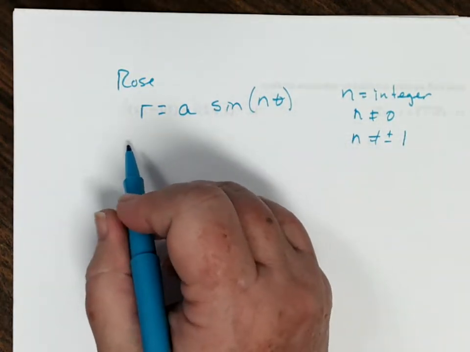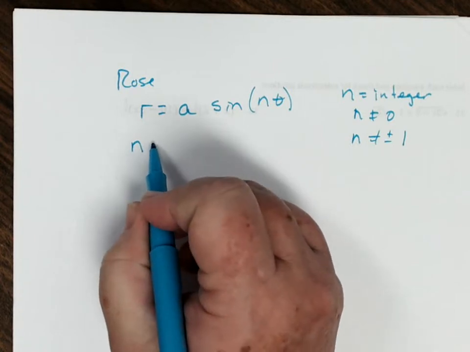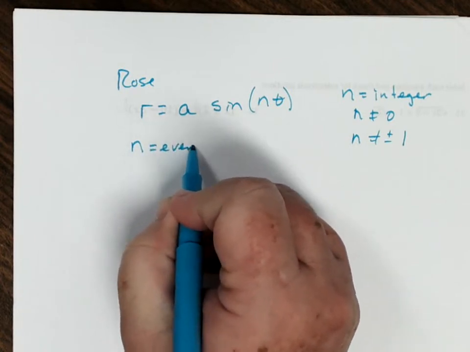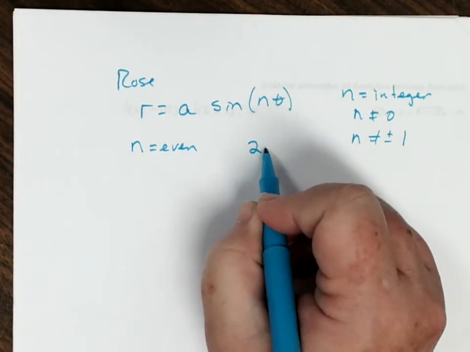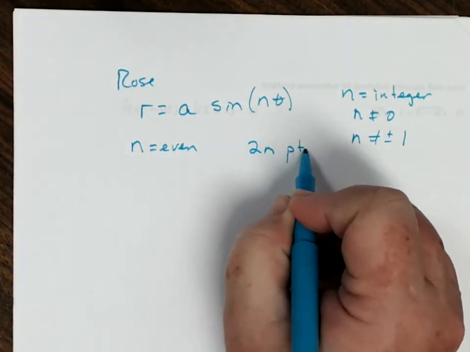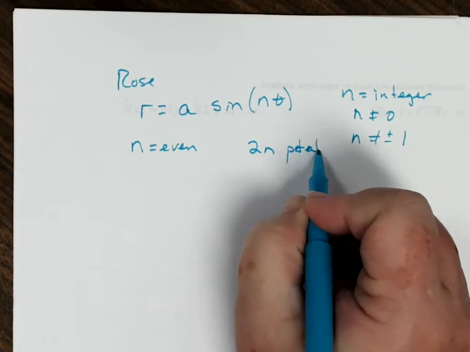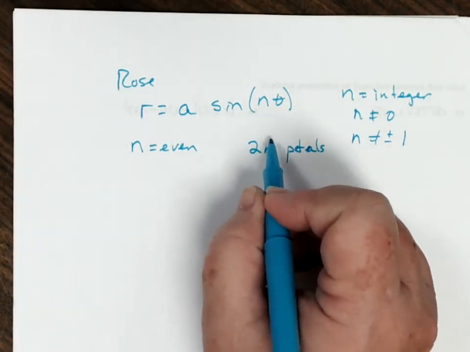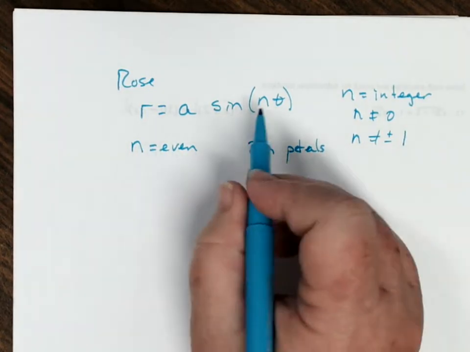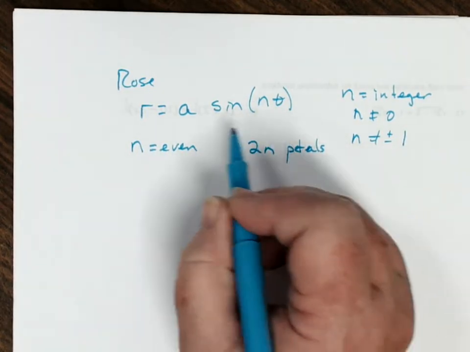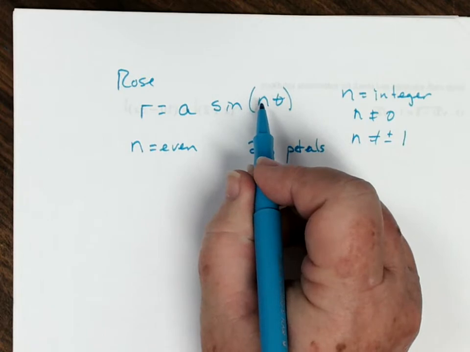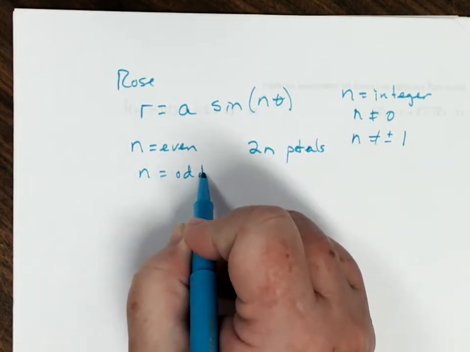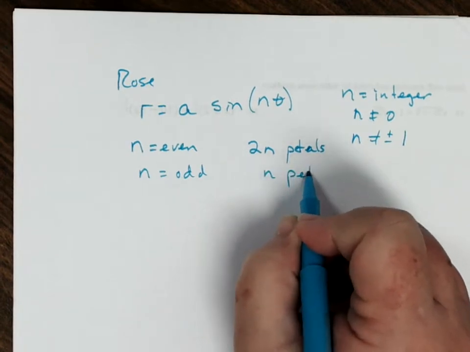So there's a few more restrictions. Whenever n is an even number, you will have 2 times the number of n petals. So if I have an n right here of 4, I would have 2 times 4, or 8 petals. If n is 6, we would have 12 petals. If n is 8, we would have 16 petals. Whenever n is odd, you will have n petals.